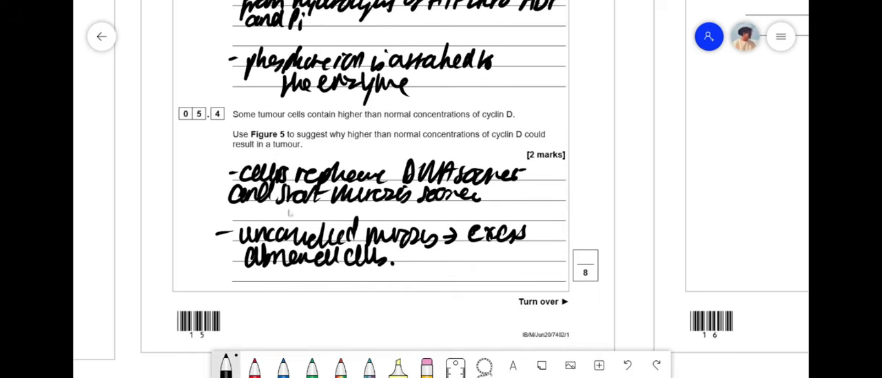If you want to describe a cancer, it would be uncontrolled mitosis or cell division leading to excess of abnormal cells which can invade and destroy surrounding tissue. That's what a cancer is.